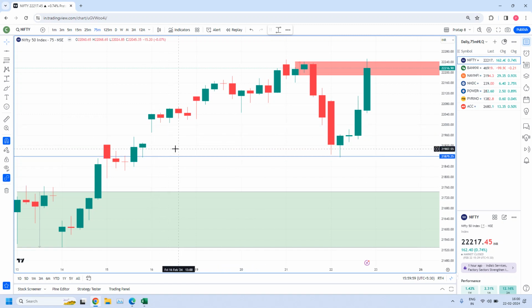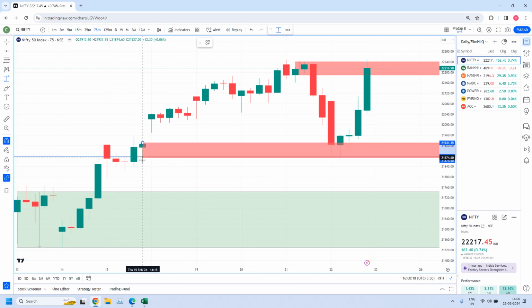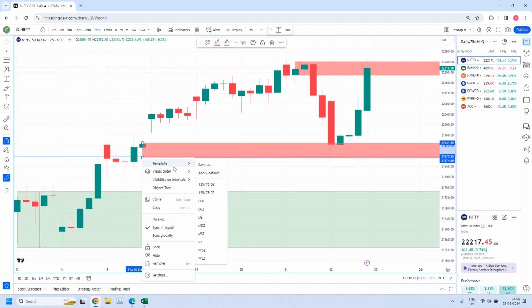And also I told you invisible zones have a higher success rate compared to the normal zones. I will not say they have a very great success rate, but compared to normal zones, they have a good success rate. Apart from that, now this zone is having EMA confluence. Let me draw this zone. This is a 75 minutes demand zone.